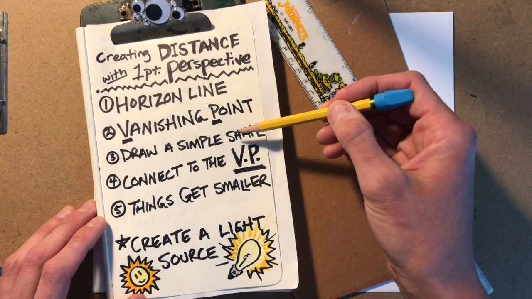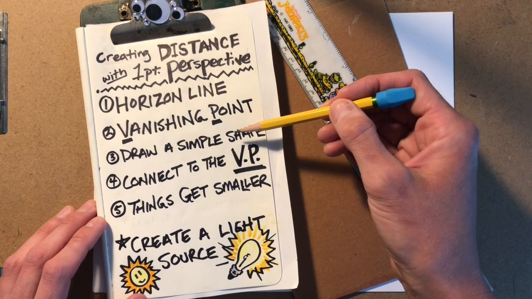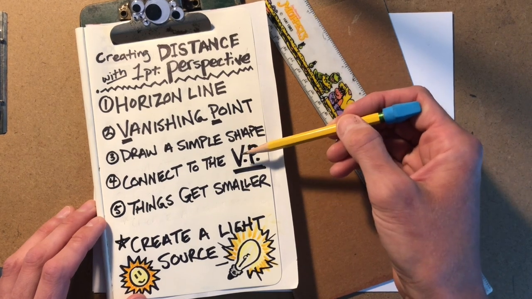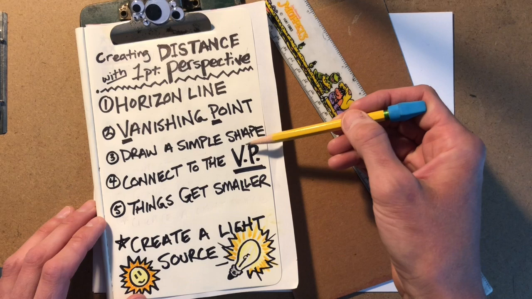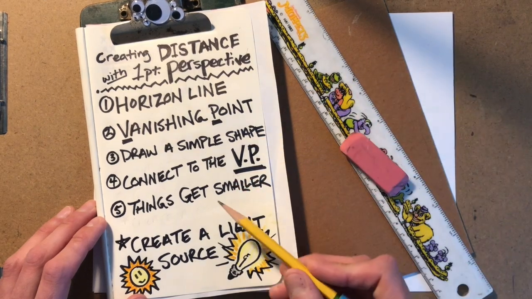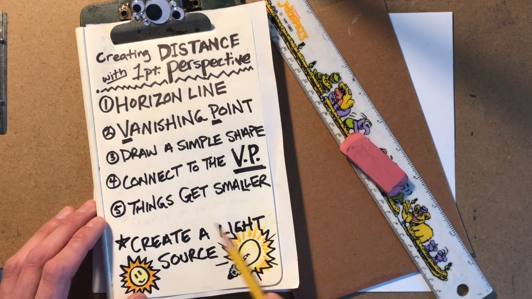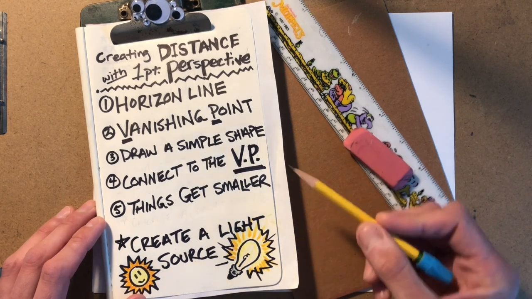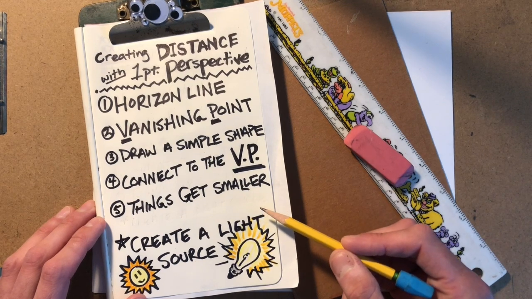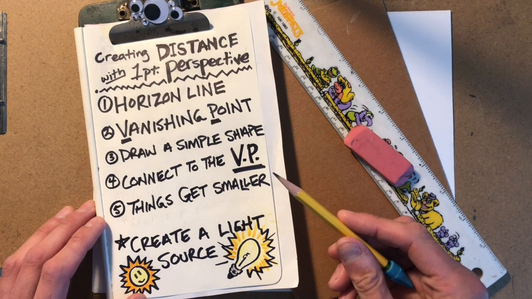Drawing and using simple shapes and then turning them into three dimensions with one-point perspective by connecting them to our vanishing point. And then understanding how things get smaller as they get further away in a picture. And then an extra rockstar challenge will be creating a light source and creating shadows.